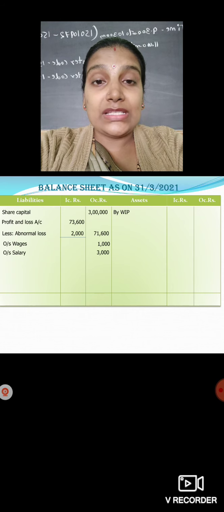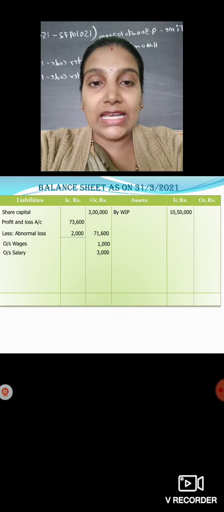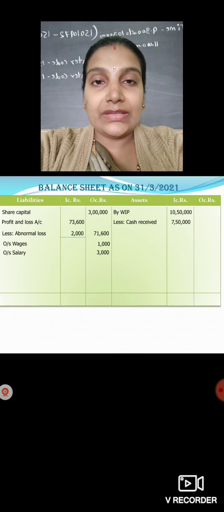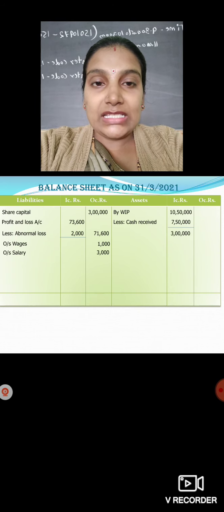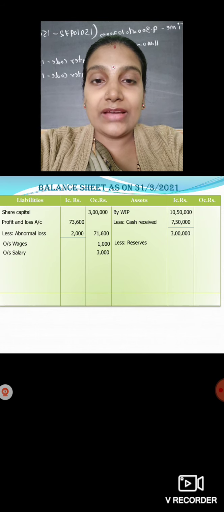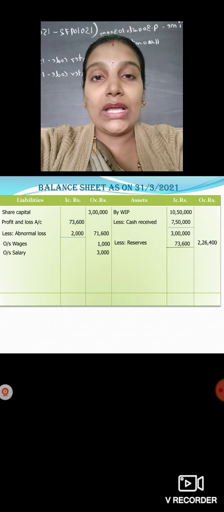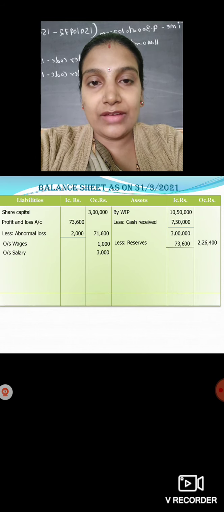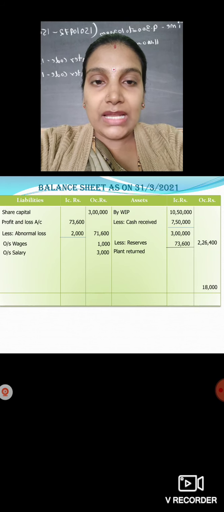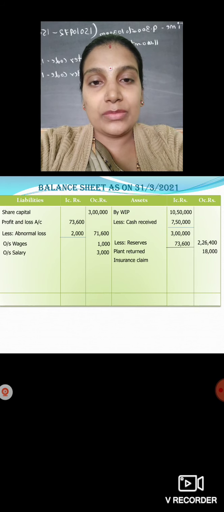Now on the asset side, work in progress you should write 10,50,000, less cash received 7,50,000. So the balance left is 3 lakh, less reserves, 73,600 that we have transferred to reserves. So 2,26,400 you have to receive. Then plant returned 18,000, closing balance you should write.